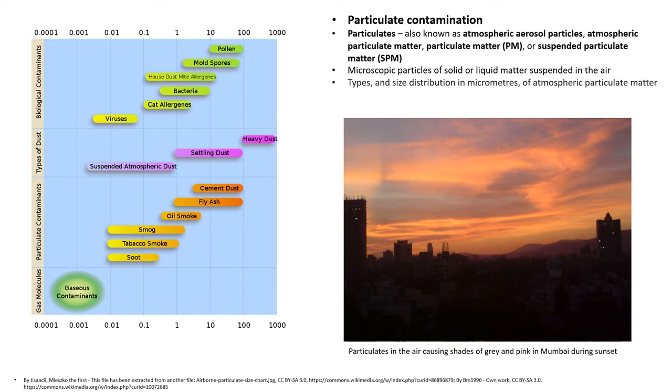Typical particulate matters include gas molecules created from pollutants and contaminants, soot, smoke, smog, fly ash, cement dust, biological microbes, mold spores, and pollens. Here is another picture showing shades of gray and pink in the air above a metro city in India. Such cloud colors are frequently seen in many cities across the globe and are often confused to be colorful clouds.